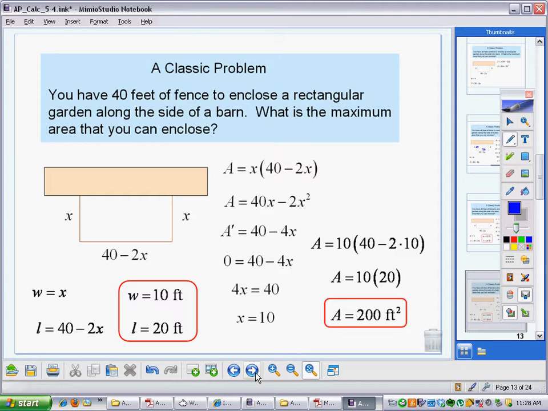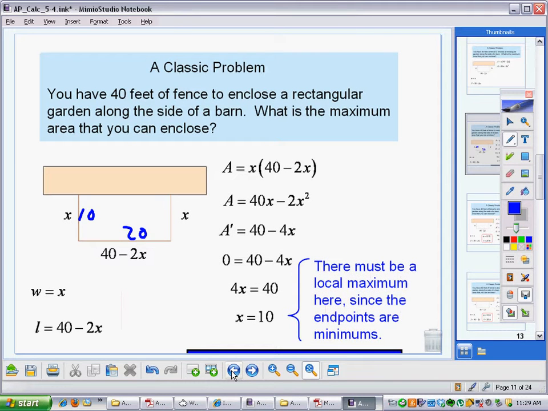Okay? Now, how would you do a sign chart? You would check if x is 10, you would check at 5 and 15, and see that this goes from positive to negative when you do the sign chart. Therefore, you end up increasing to decreasing, which gives you a maximum. Now, they said 2 slides back, there must be a maximum since the end points are minimum.